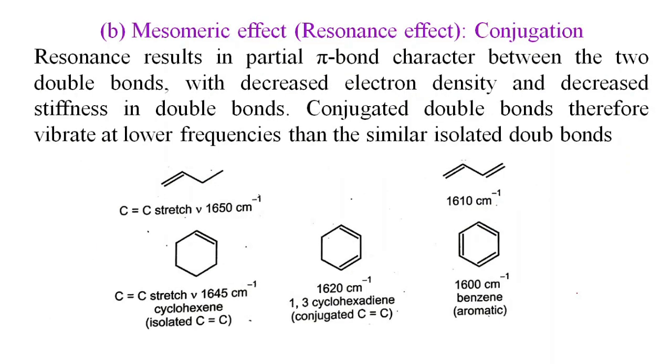Mesomeric effect, commonly known as resonance effect, is delocalization of the pi bonded electrons, and it appears when there is conjugation.